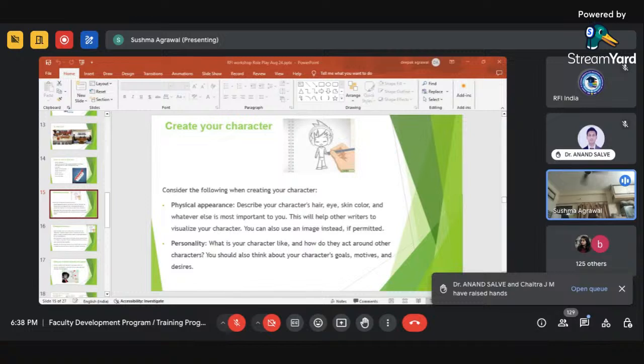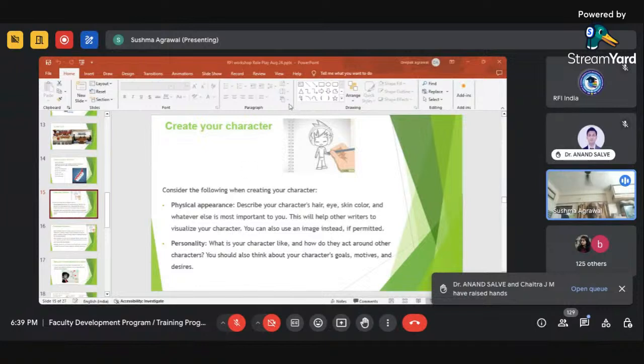Can you imagine a person like Gandhiji without specs? That is the physical appearance, and the dhoti is always assumed, because most of the time we have seen him in images in a similar way. So you need to define each and every physical appearance. It can start from their hair, eyes, skin color, shadow, everything. And this will help other writers to visualize this character.